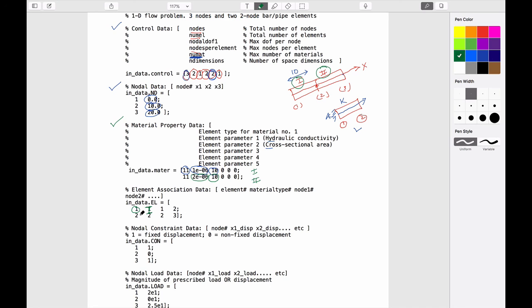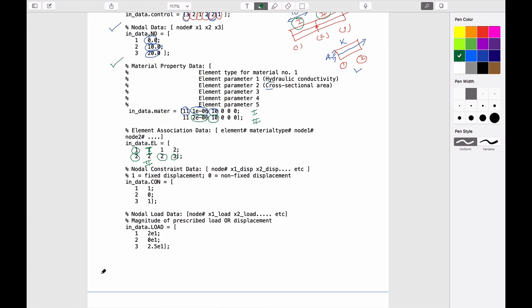Element number 2 is more challenging. It's material type 2. And local node 1 is global node 2. And local node 2 is global node 3. So in other words, the positions of this would be node 1, this would be node 2, 3, 4, if there were those. And so now it knows how to put it together.